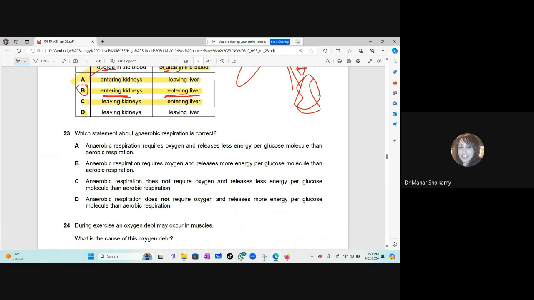23. Which statement about anaerobic respiration is correct? Let's read it together. A. Anaerobic respiration requires oxygen. Do I continue or I don't even continue? Don't continue. No, of course not. B.